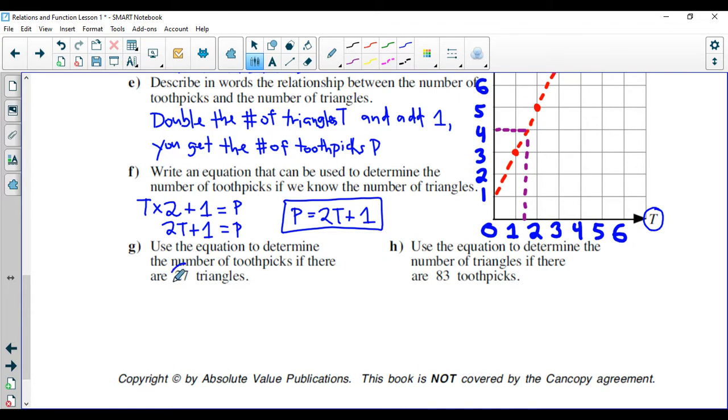Okay, so it says 27 triangles. So that means that T is going to be 27. Now, what I'm going to do is in the equation, P is equal to 2 times T plus 1.